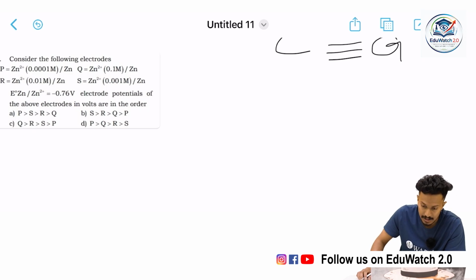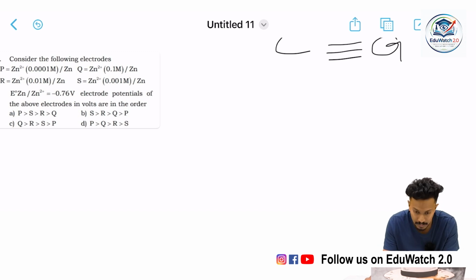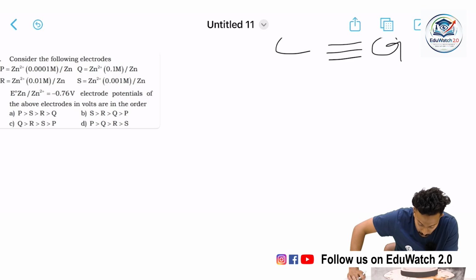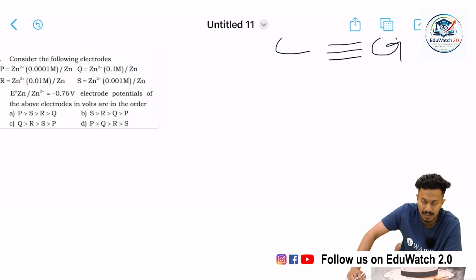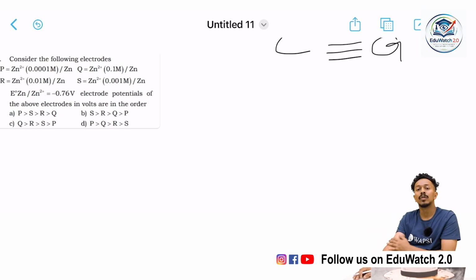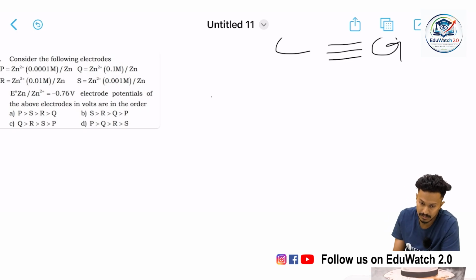So we could say that the highest concentration of the zinc ion gives the highest electrode potential. So the highest one would be Q, which has 0.1 molar, followed by R, which has 0.01 molar, then S, and lastly P with 0.0001 molar. So it will give QRSP. It is directly proportional to the concentration of zinc ion.